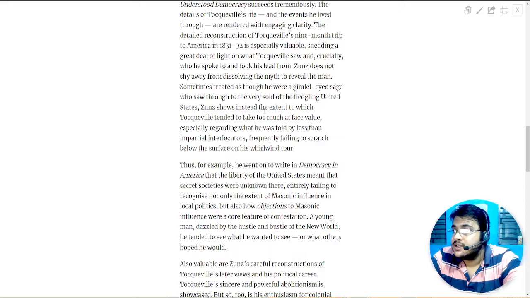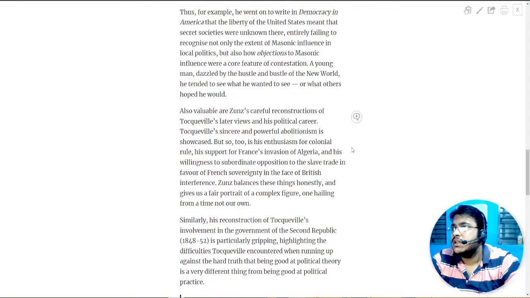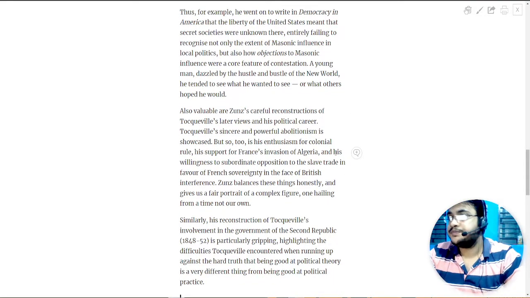Zunz shows instead the extent to which Tocqueville tended to take too much at face value, especially what he was told by less than impartial interlocutors. Okay, interlocutors, I don't know the meaning. I can look at the meaning, but that's irrelevant. Frequently failing to scratch below the surface of his whirlwind tour. Okay, let's read from there.